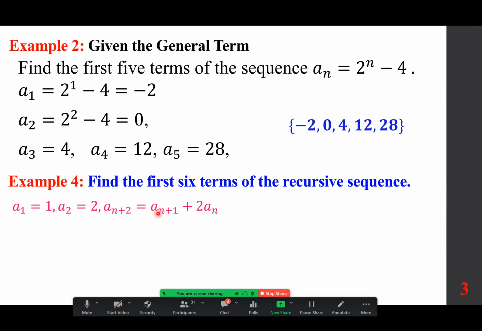Let's go to the next one. A sub 1 is given, a sub 2 is given, and we want to find the first 6 terms. So we want a sub 3. If you set this one equal to 3, obviously n becomes 1. So this becomes 2. This becomes 1.